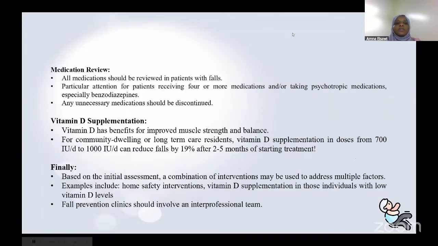Okay, moving on to the next slide, we'll look deeper at the medication review. Now, each patient that has an increased risk of fall or that came to the hospital with an event of falling should have a thorough medication review. Particular attention should be paid to patients receiving 4 or more medications, so those with polypharmacy, and those taking psychotropic medications, especially benzodiazepines. Any unnecessary medication should be discontinued.